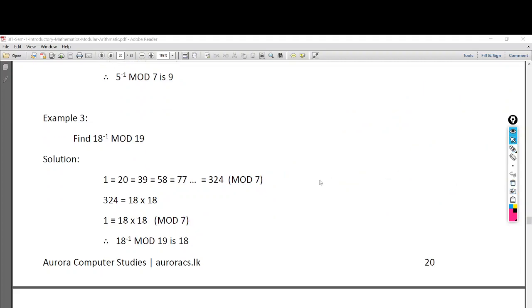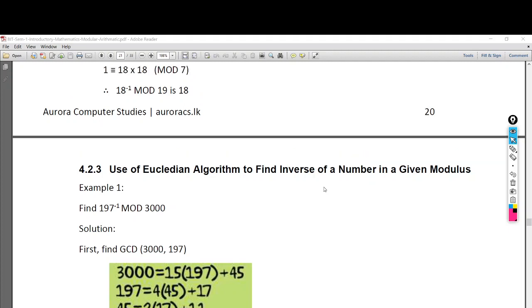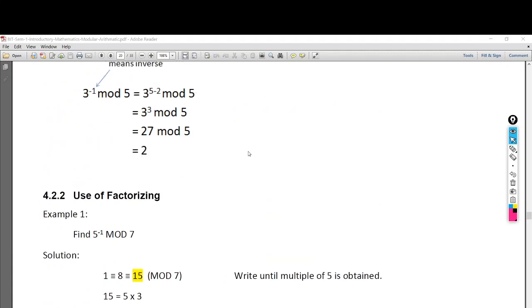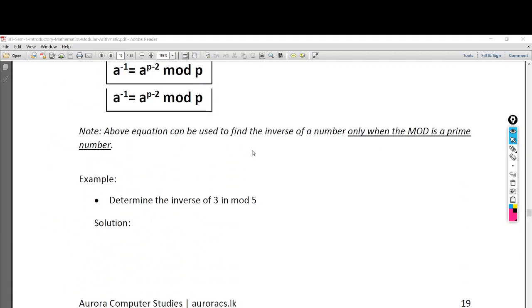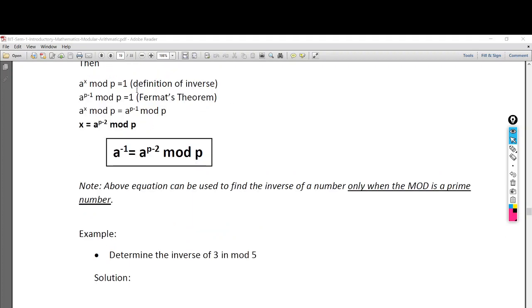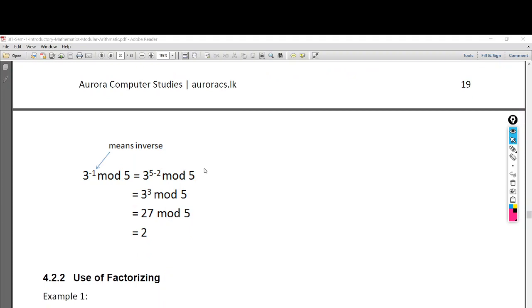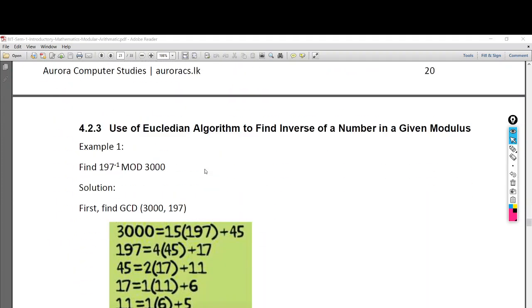Now we are going to discuss the third approach of finding the inverse. The earlier approach can be done only when your mod value is a prime number. When p is prime only, Fermat's little theorem is going to work. But when the mod is not a prime number, you can't use that approach.